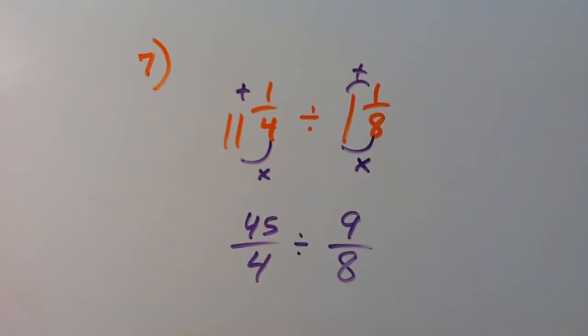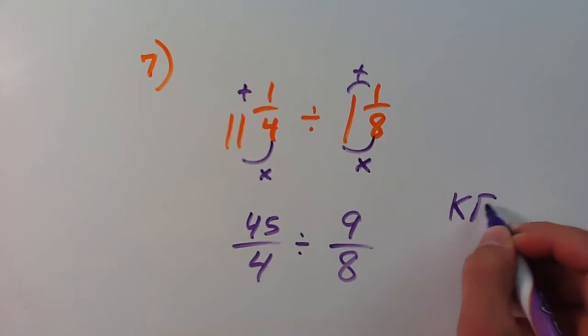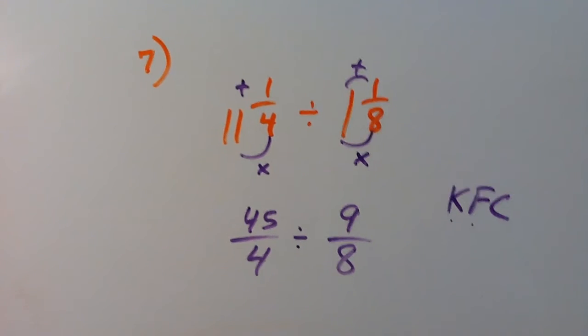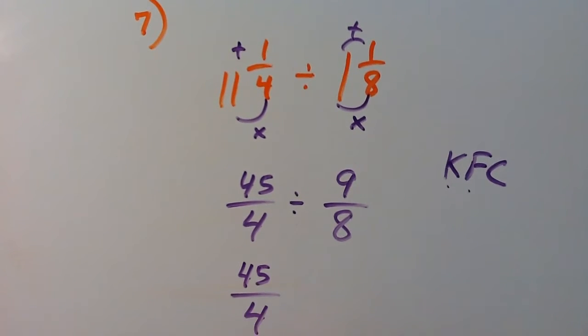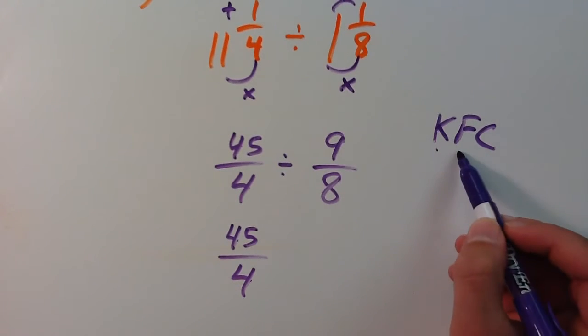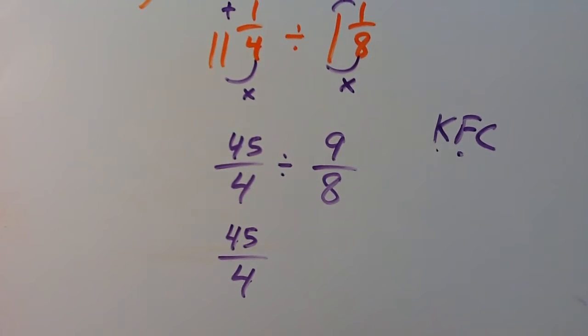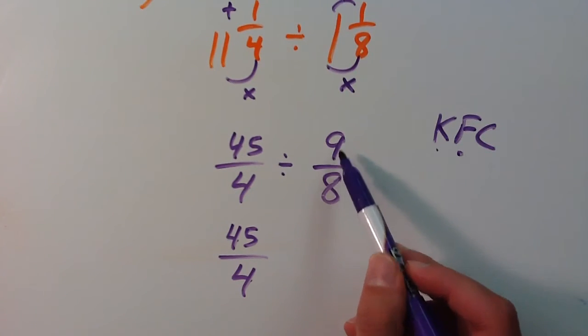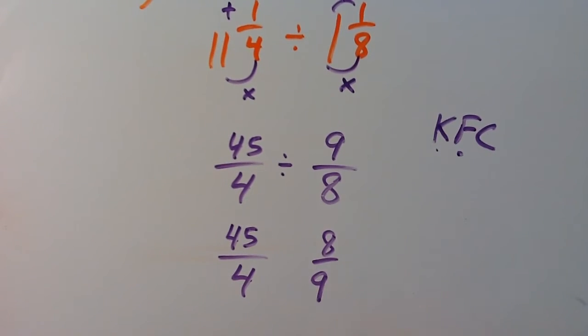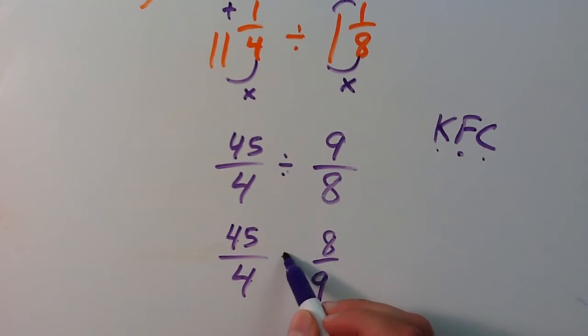Now because I'm dividing fractions, I know that dividing by a fraction is the same thing as multiplying by the reciprocal. And we can remember this by using KFC, right? Keep, flip, change. K is for keep. Keep the first fraction as is. So 45 over 4, I keep it as is. F is for flip. And when I flip a fraction, that means I'm taking its reciprocal. And so here I'm going to flip this second fraction. Instead of 9 over 8, it's going to be 8 over 9. So I keep, I flip, and then I change. I change from division to multiplication, which I'm going to use as a dot.